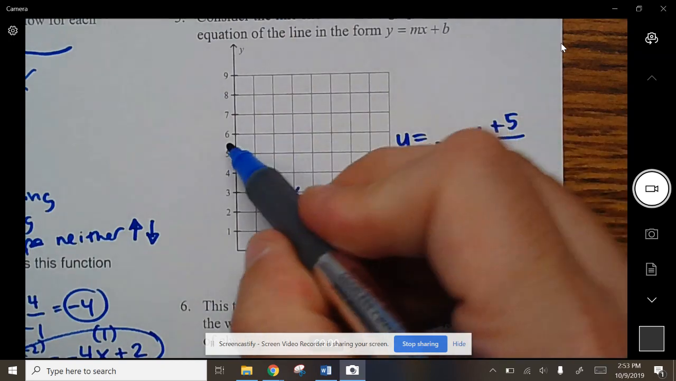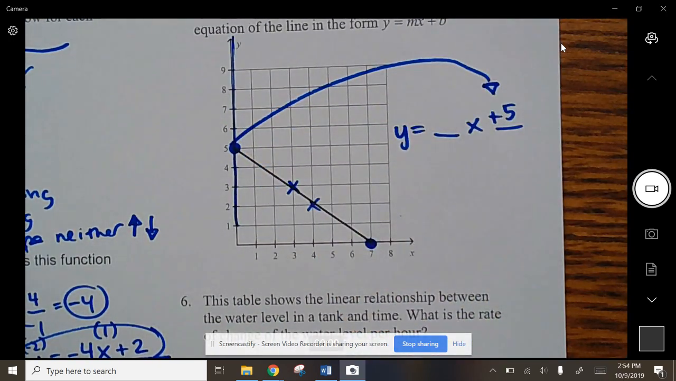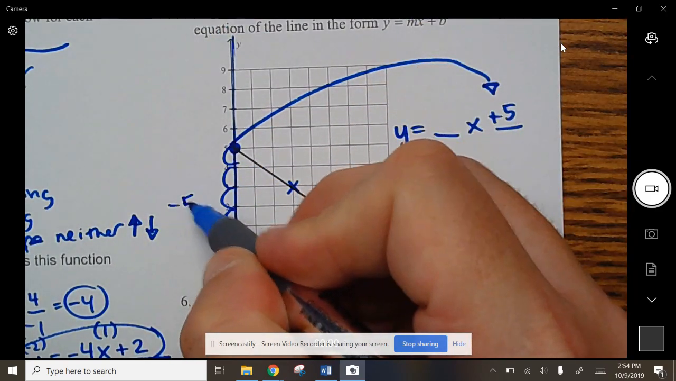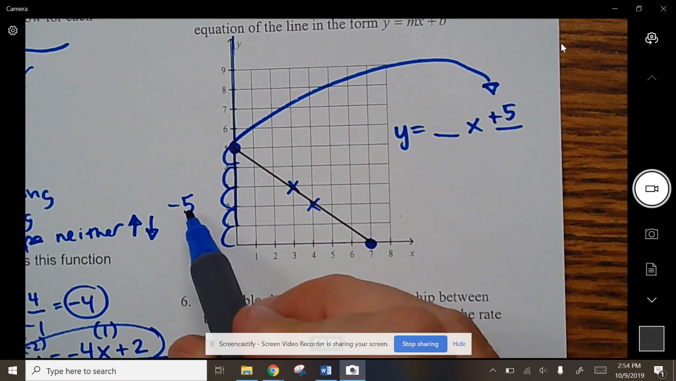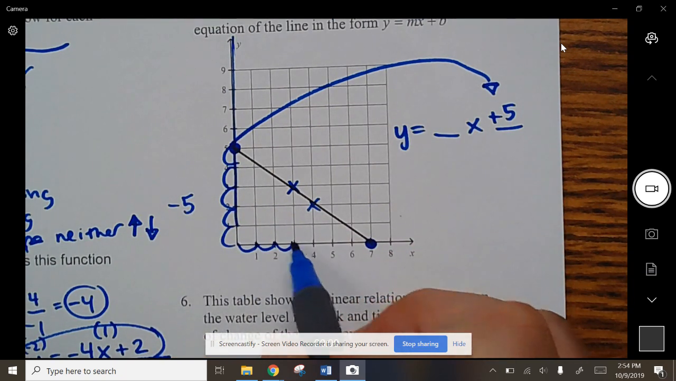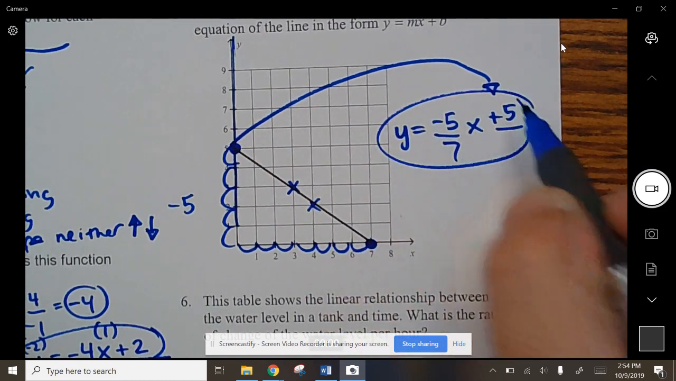That should not be an issue. Your plus 5 is always your y-intercept wherever it crosses the y-axis. All right, and then it's going down 1, 2, 3, 4, 5. Down 5. Down 5 means negative. You're going to get these problems wrong if you forget to put your negative sign. And then over 1, 2, 3, 4, 5, 6, 7. Down 5 over 7.